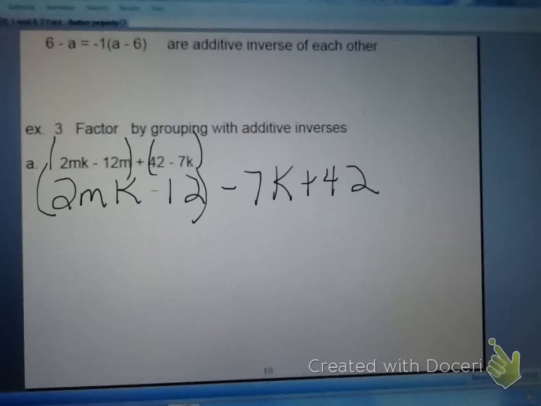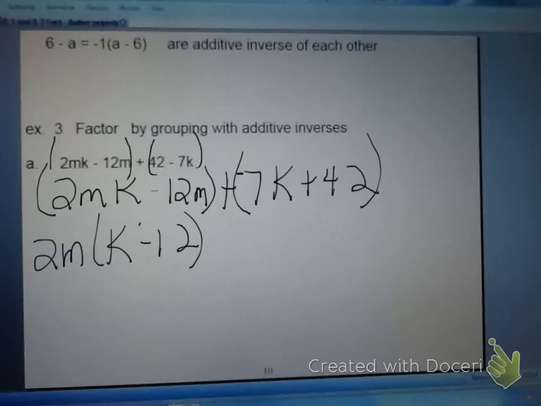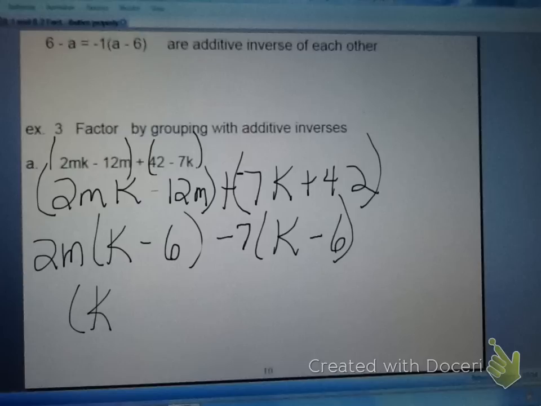Group the first two together. Negative has got to be inside. Group the last two together. And I get 2M. Oh, sorry. I'm supposed to factor out an M. I get K minus 12. Again, I'm going to factor out a negative 7. And remember, when you factor out a negative, you change the signs. Oh, sorry. It should be a 6. So now I get K minus 6 times 2M minus 7.